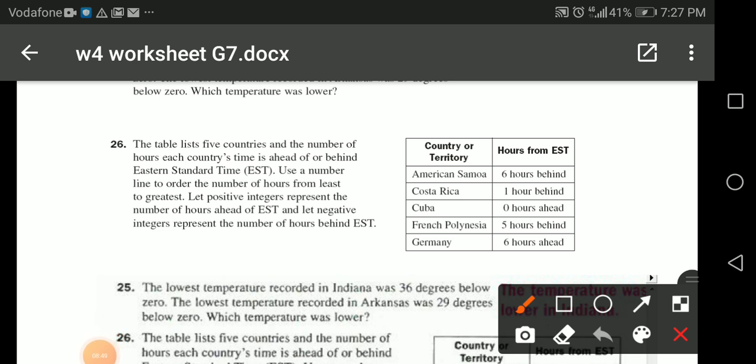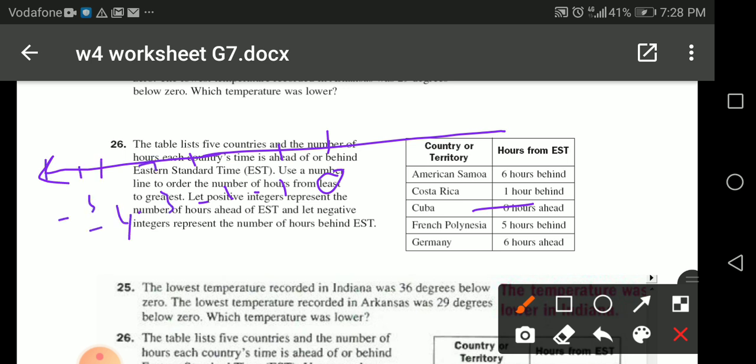And then think of the plan I'm going to use. So here the plan is to draw the number line, as he asks me. I have 0, and I have 6 hours behind. Behind means what? Behind here is -1, -2, -3, -4, -5, -6. So here is -6. Here I also have 1 hour behind.